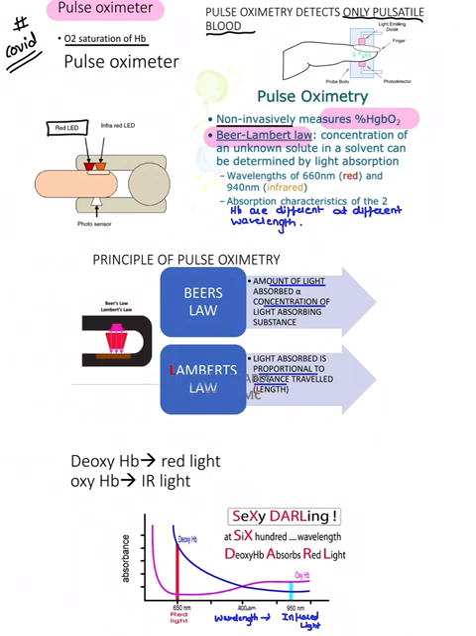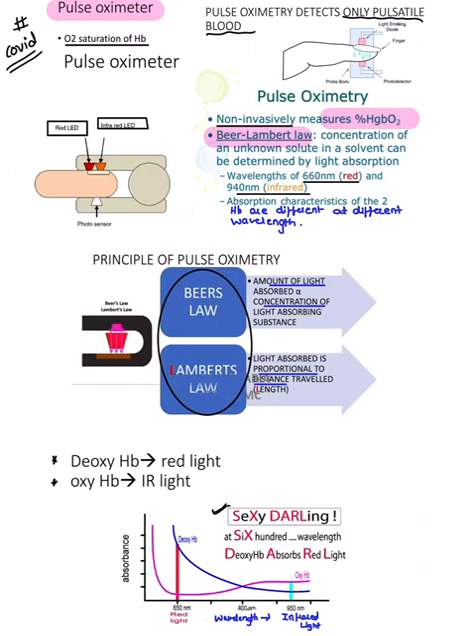You can see in the photo there are 2 types of LED. One is the red LED, one is the infrared LED. Both have a different wavelength. The red LED has a wavelength of 660 nanometer, while the infrared LED has a wavelength of 940 nanometer. It works on the principle of Beer-Lambert law. This is very important from the MCQ aspect, so you need to remember which one works how.